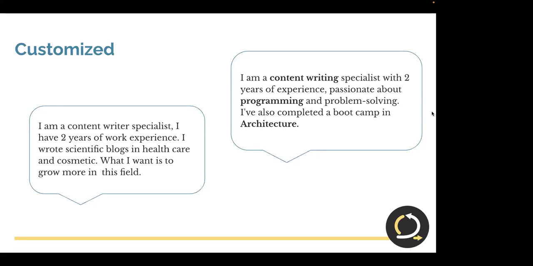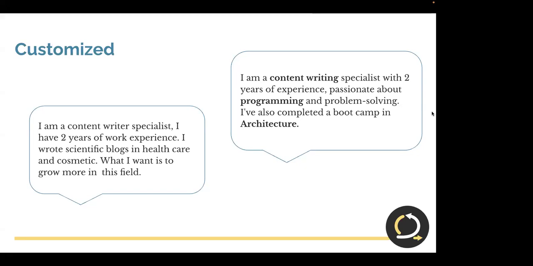So if we can focus on the customization more, if we can see that in the second sentence, I am a content writing specialist with 2 years of experience, passionate about programming and problem solving. I've also completed a boot camp in architecture. So here we can see that this guy is amazing. He's a content writer. He did programming and architecture, but he's applying for a content writer role. So what is important here, the CV to be customized on the content writing role and avoiding any other roles that he did before. He can mention that in the expertise in the second priority section, but on the title, for example, the title of the CV, we need to be very clear and put content writing in the summary.